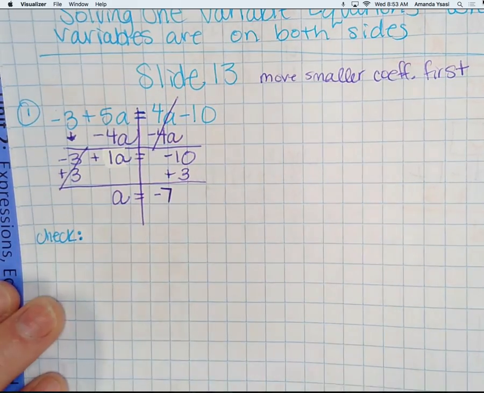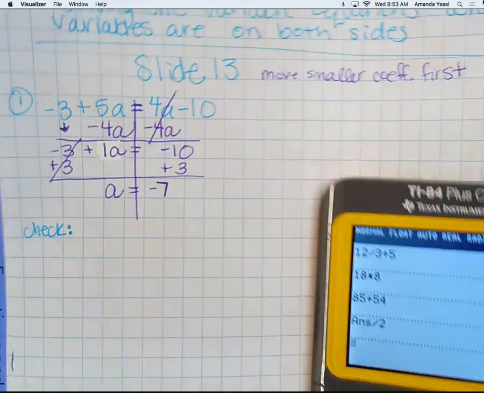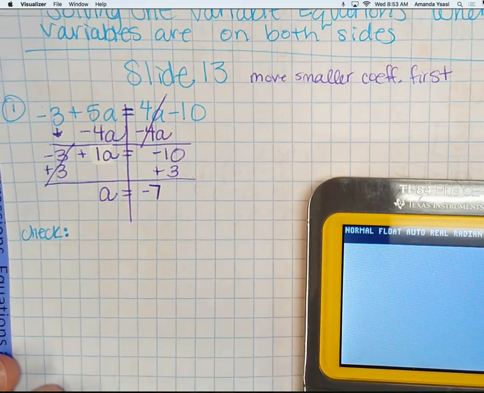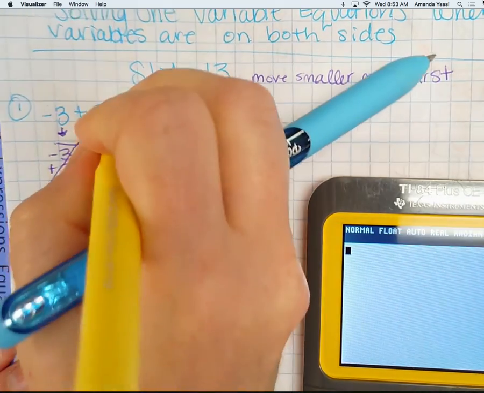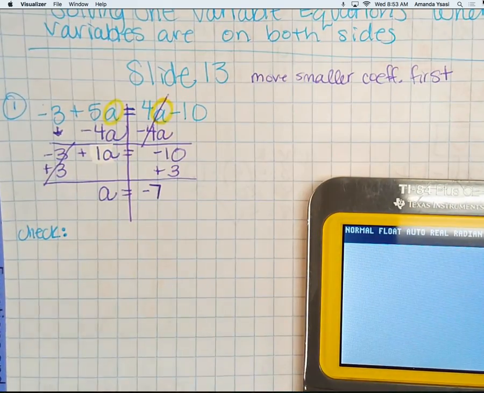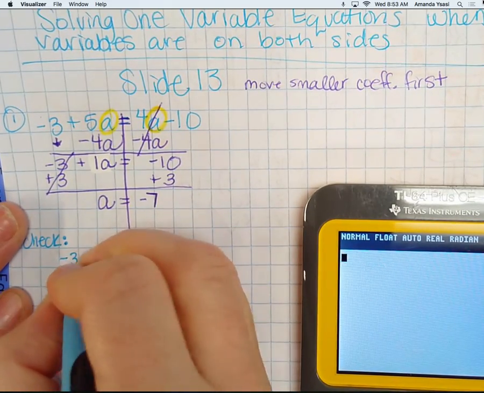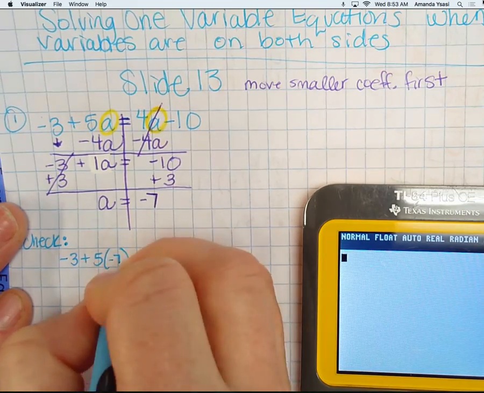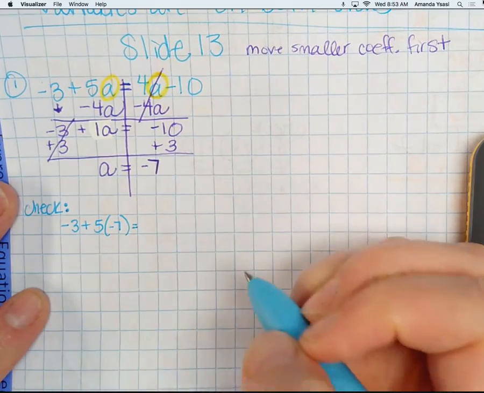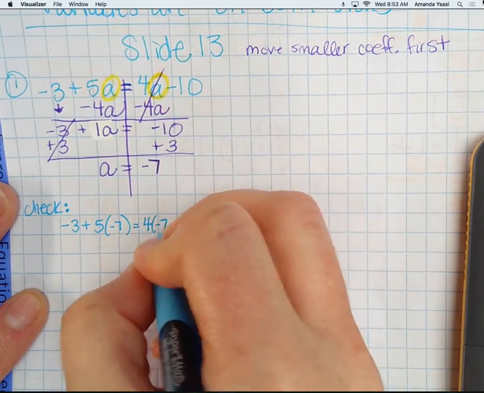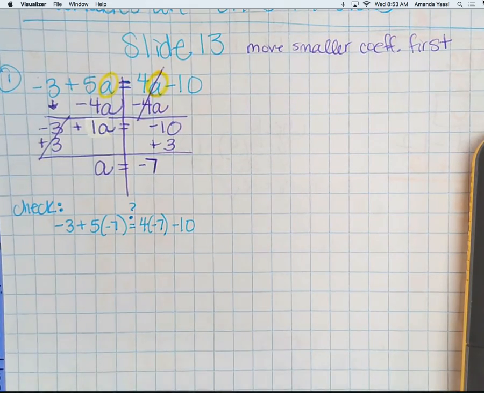And we're going to use the calculator for this. But before we put anything in the calculator, we got to know what to put in the calculator. So every time I see an a, I'm going to plug in the negative 7. So here's an a here, here's an a here. I'm plugging into the original equation. So negative 3 plus 5 times a negative 7 is the left side, equals 4 times a negative 7 minus 10. I'm going to put a question mark on the top of the equal sign because I'm not sure if that's true or not.